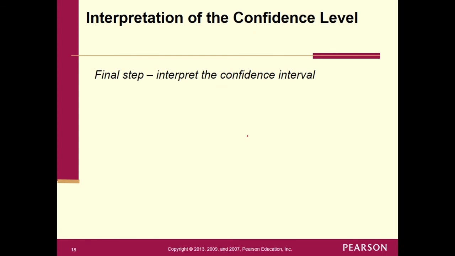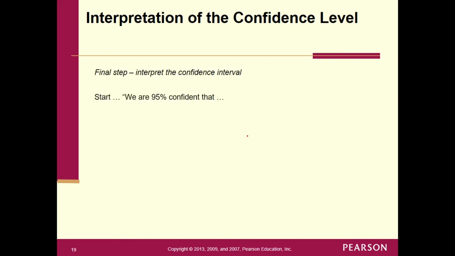The final step would be to interpret the confidence interval. The first step was to verify the conditions. We did that. The second is to calculate the confidence interval. We did that. The last step is to tell everybody what you just did. So let's go ahead and do that. We're going to start with, we are 95% confident that. If we were creating a 99% confidence interval, we would say we're 99% confident that. But here it was 95.